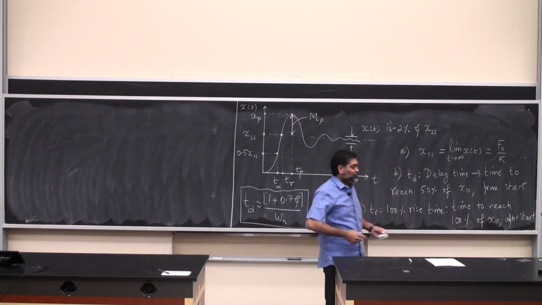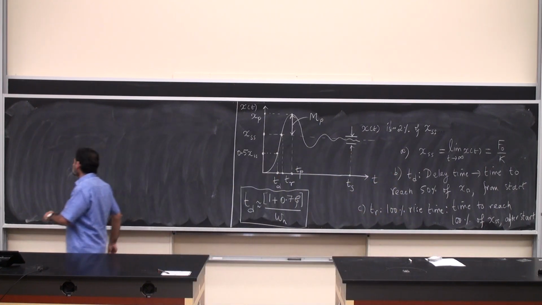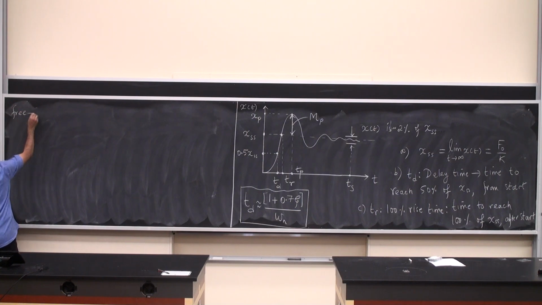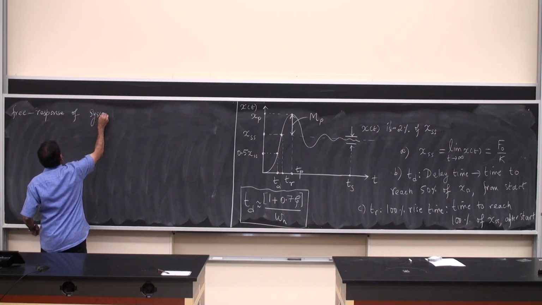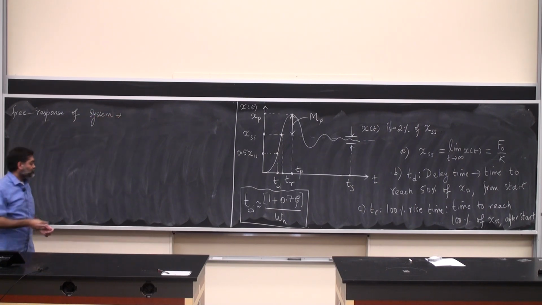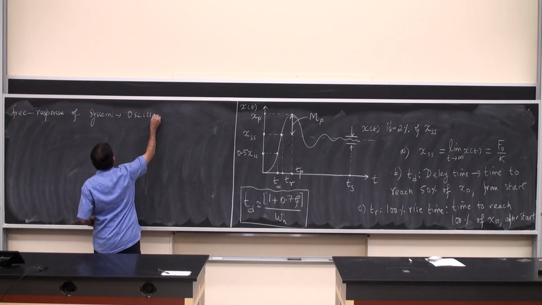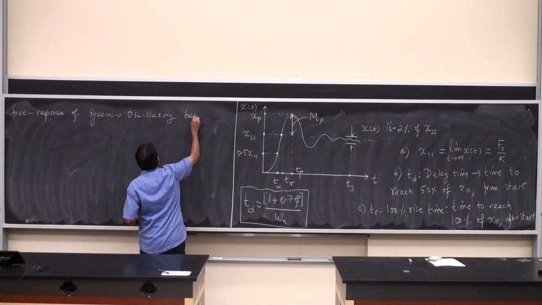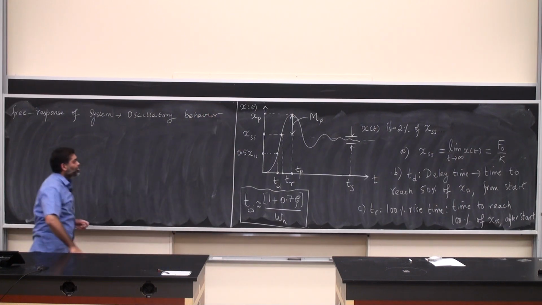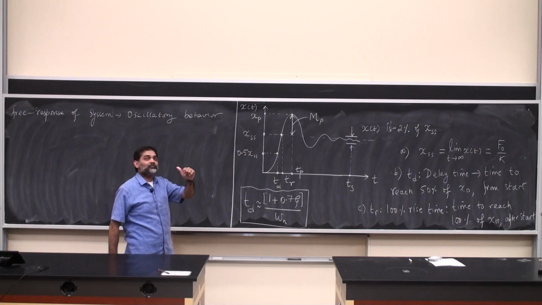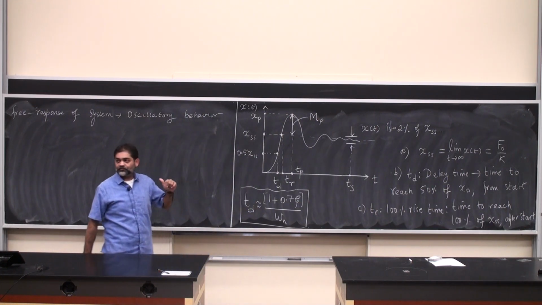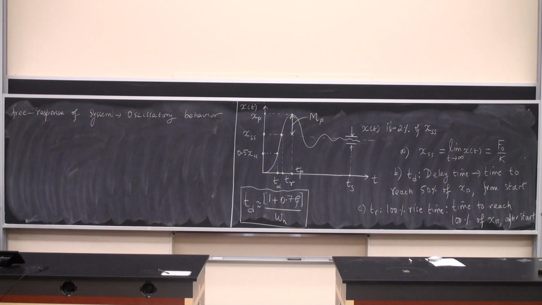So you're told that a second order free response shows oscillatory behavior, a free response of some system shows oscillatory behavior. Which immediately should ring a bell in your head. The best way to model oscillatory behavior is by modeling the system as a second order system. Right? Because for first order systems, the free response cannot exhibit oscillatory behavior.